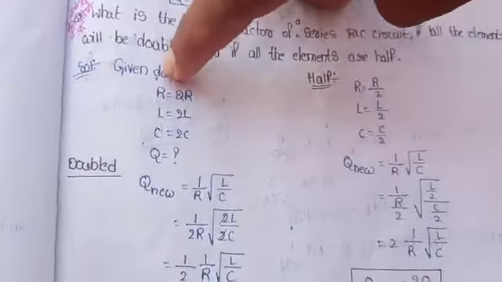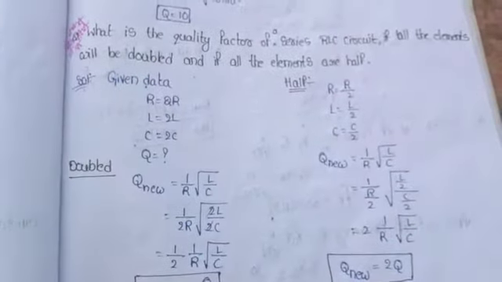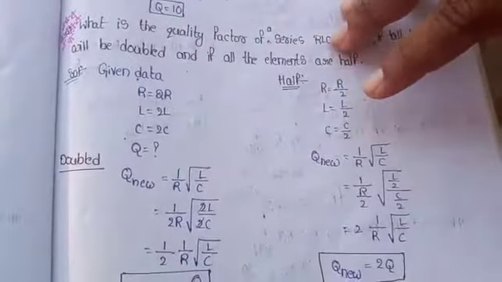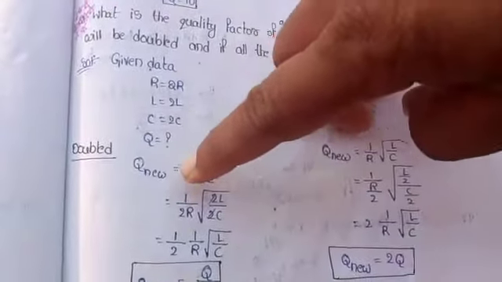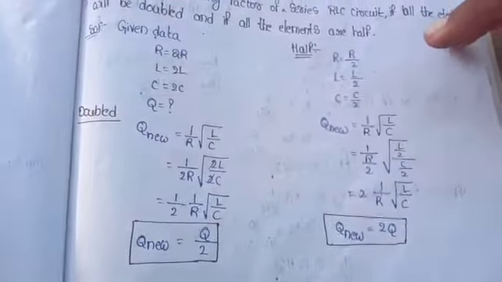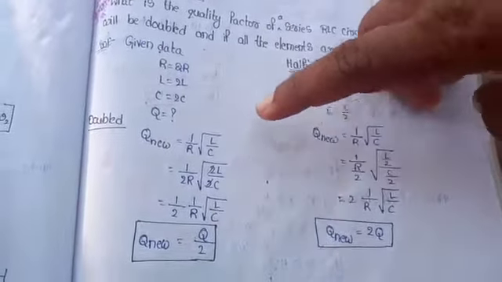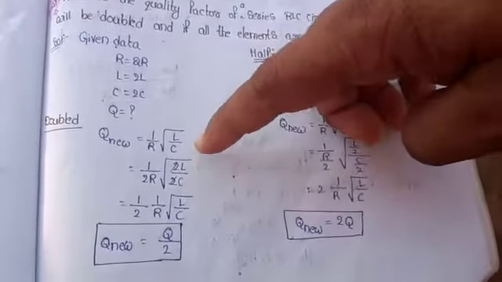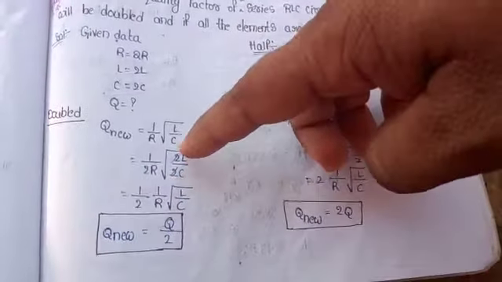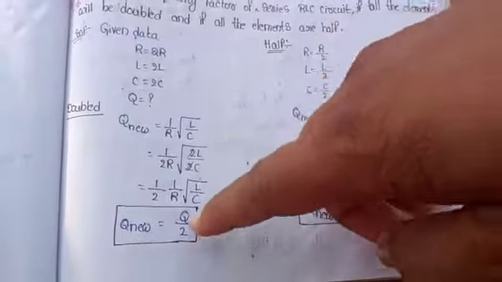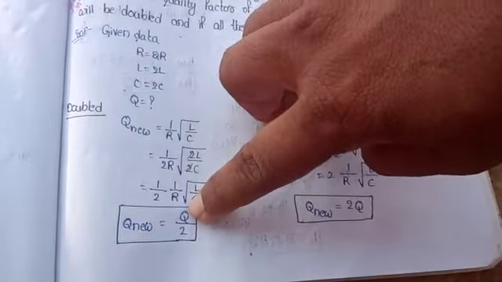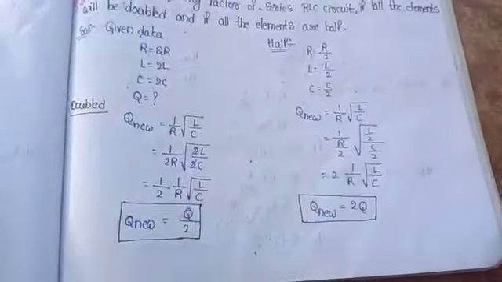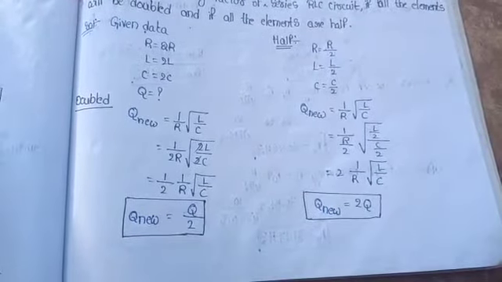Now the quality factor is nothing but 1 by R root L by C. R becomes 2R, L becomes 2L, C becomes 2C. So the new quality factor is 1 by 2R times the square root of 2L by 2C, which is 1 by 2 times 1 by R root L by C. That is, the new quality factor is equal to the old quality factor by 2. If all the elements are doubled, the quality factor reduces to half.